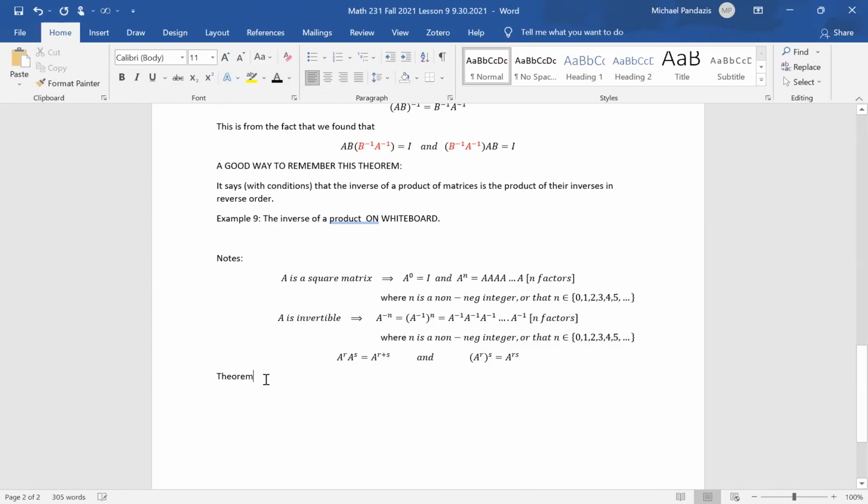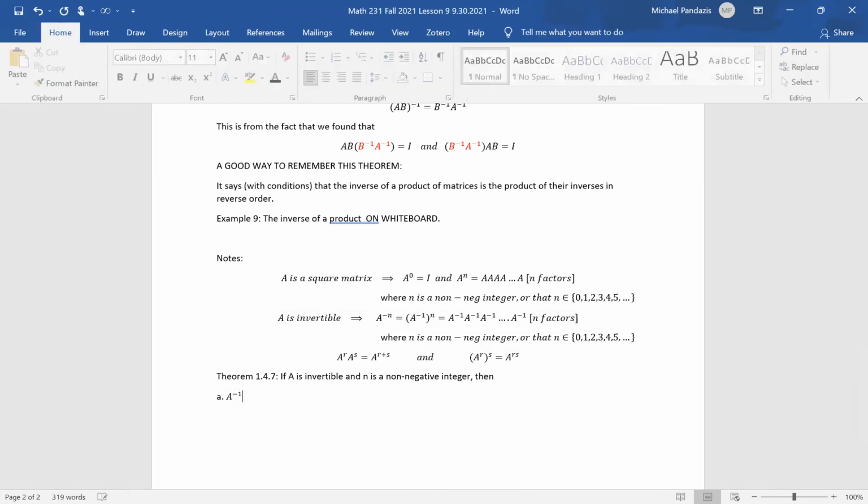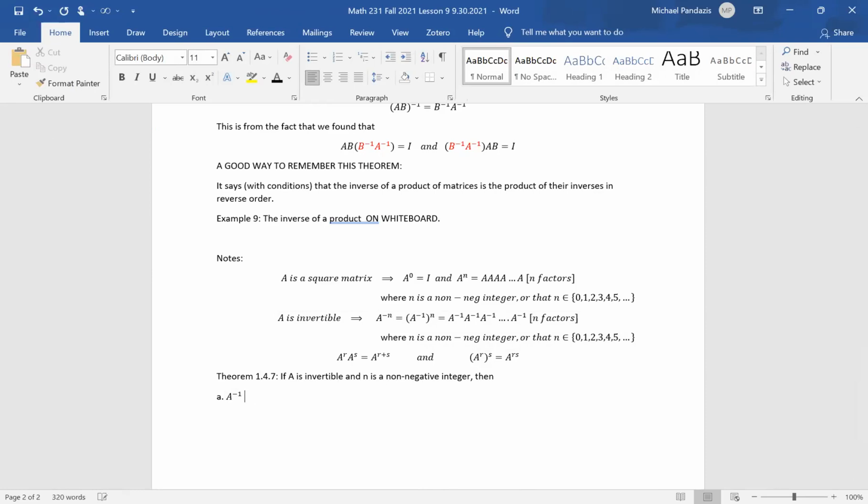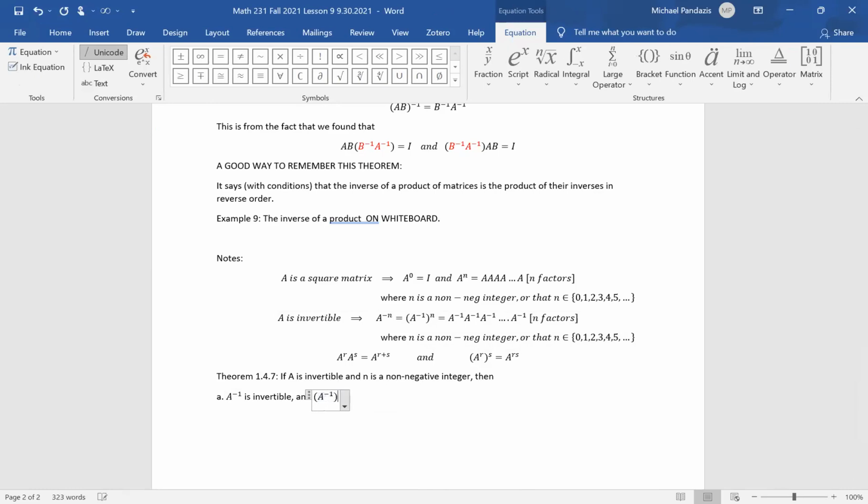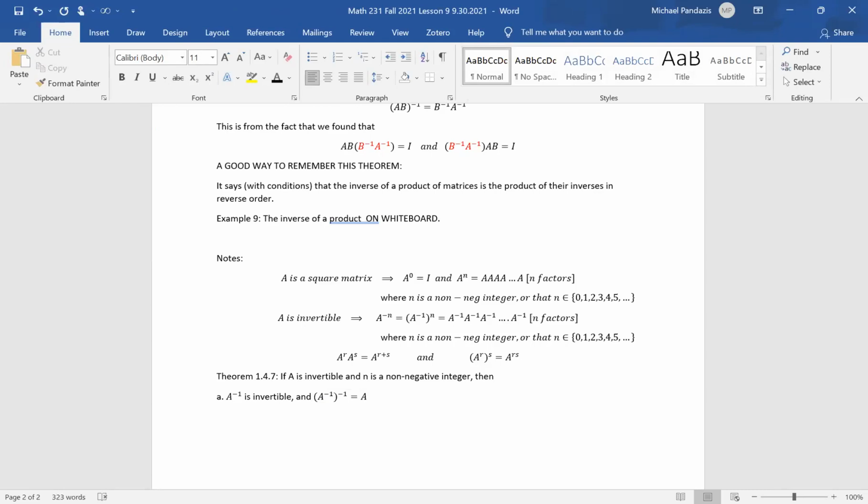So theorem 1.4.7: if A is invertible and n is a non-negative integer, or n is in the set 0, 1, 2, 3, 4, 5, and so forth, then part A: A inverse is invertible. If you take A inverse and you want the inverse of A inverse, it's equal to A. The inverse of A inverse is A.